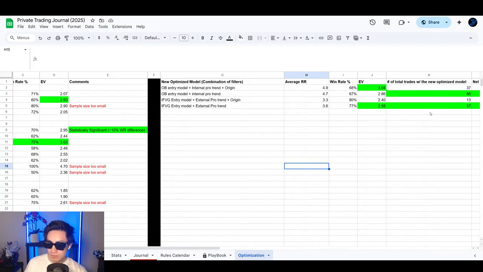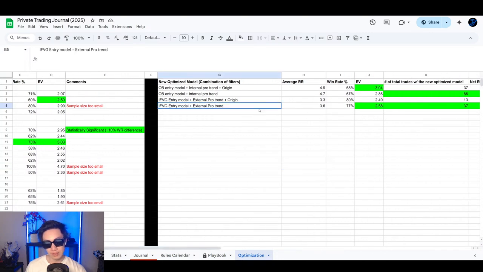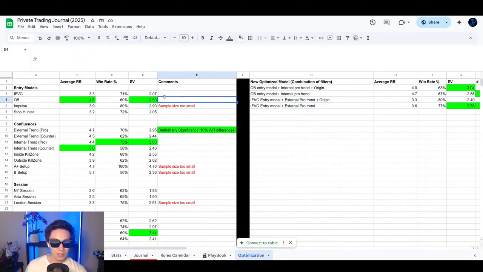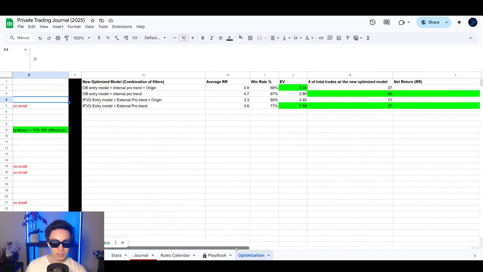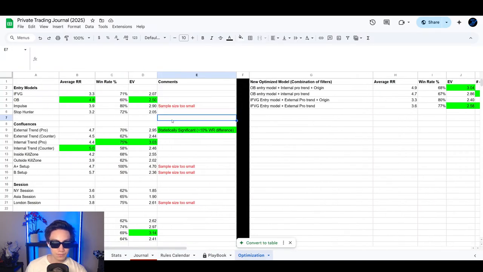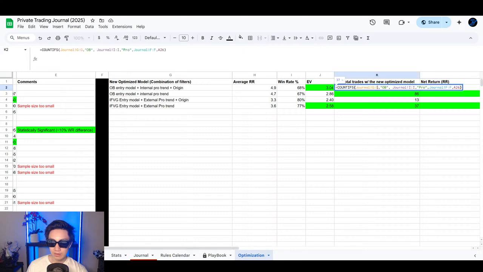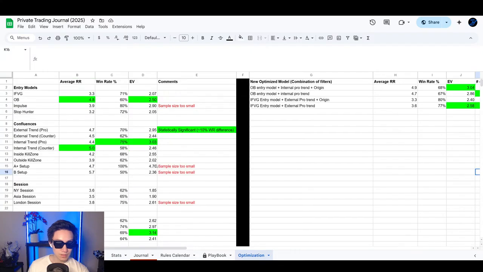So yeah, we'll go over one more example here of an optimization we could do. So let's get straight to it. Obviously, there's no point in optimizing just the entry model, because we already have that data here. Matter of fact, we should probably include net return as well here. We can actually do that, because we can just use the COUNTIFS formula for these here. So yeah, we could definitely do that.